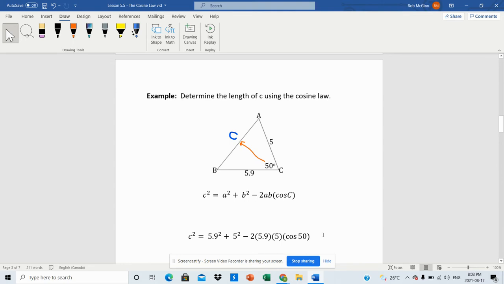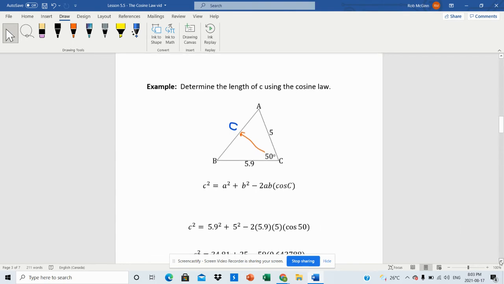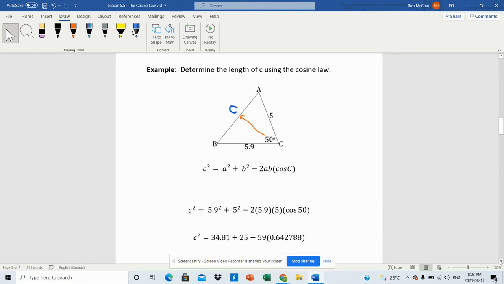And now all we're going to do is solve this and find out what c squared is, and then take the square root, and we'll have our answer. So 5.9 squared is 34.81, plus 5 squared is 25, minus 2 times 5 is minus 10, times 5.9 will give us minus 59. And if we do 50 and then hit the cos button on our calculator, we'll find out that's equal to 0.642788.